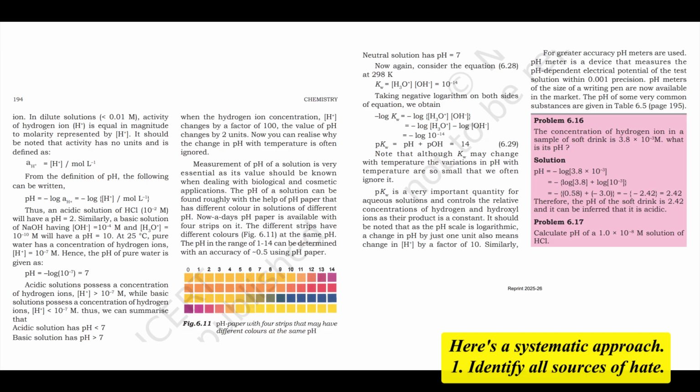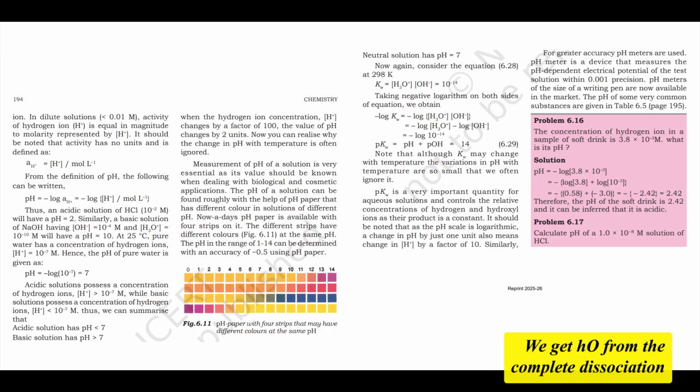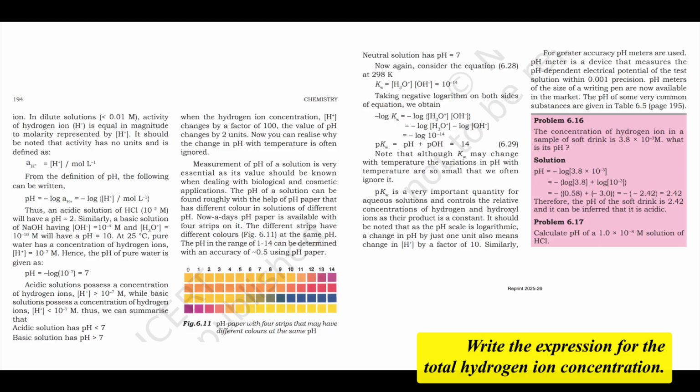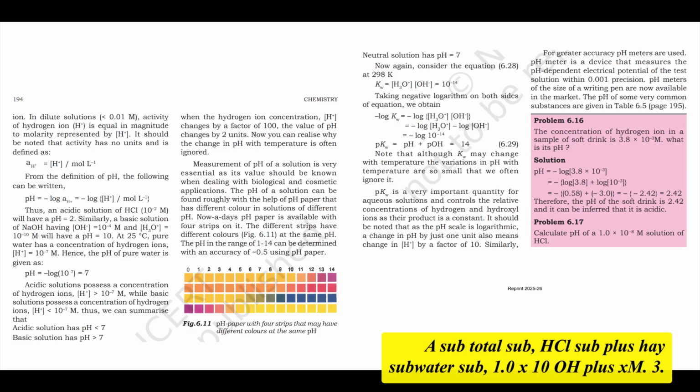Here's a systematic approach. 1. Identify all sources of H+. We get H+ from the complete dissociation of HCl, which gives [H+] from HCl equals 1.0 × 10^-8 M. We also get H+ from the autoionization of water, H2O ⇌ H+ + OH−. Let the concentration of H+ and OH− coming from water be x. 2. Write the expression for the total hydrogen ion concentration. [H+] total equals [H+] from HCl plus [H+] from water, which is 10^-8 + x M.